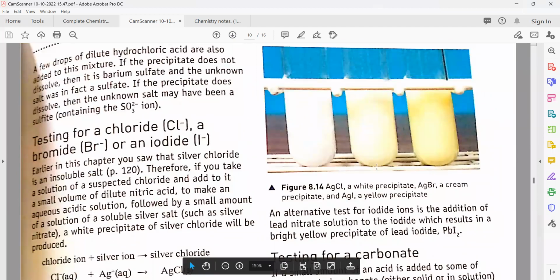So it shows you AgCl, silver chloride, a white precipitate; AgBr, a cream precipitate; and AgI, silver iodide, a yellow precipitate. The alternate testing for iodide ions is the addition of lead nitrate solution to iodide, which results in a bright yellow precipitate of lead iodide. So lead iodide will give you a bright yellow color.